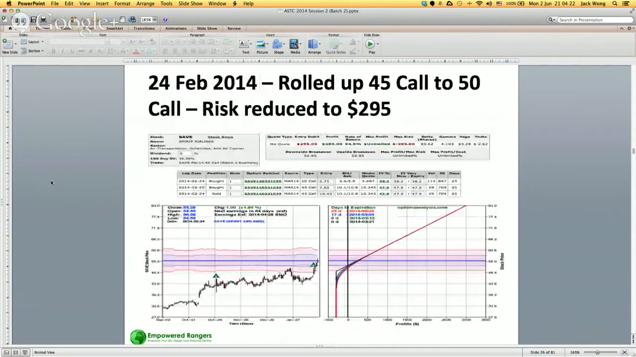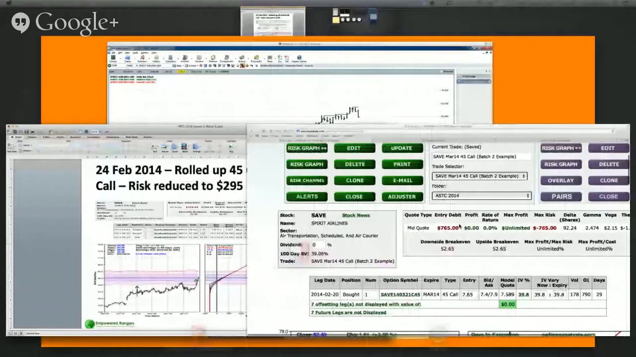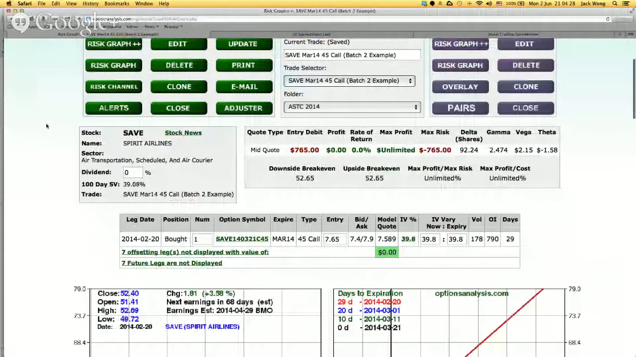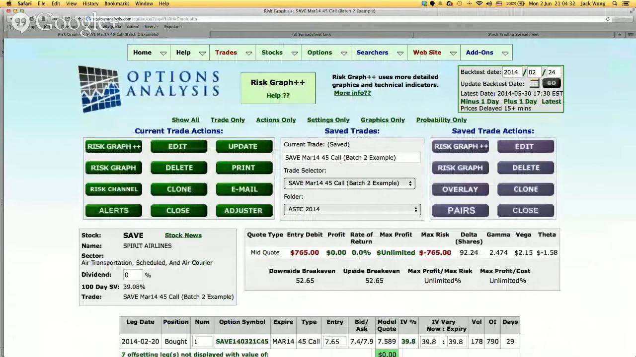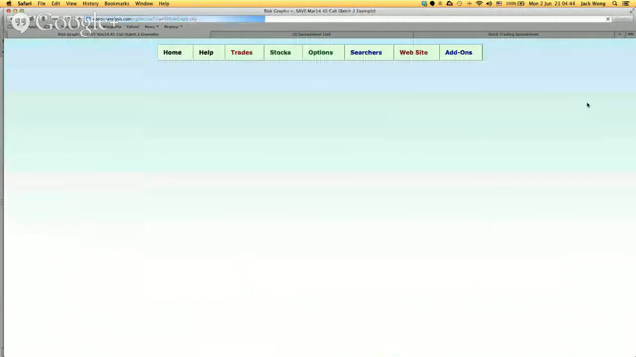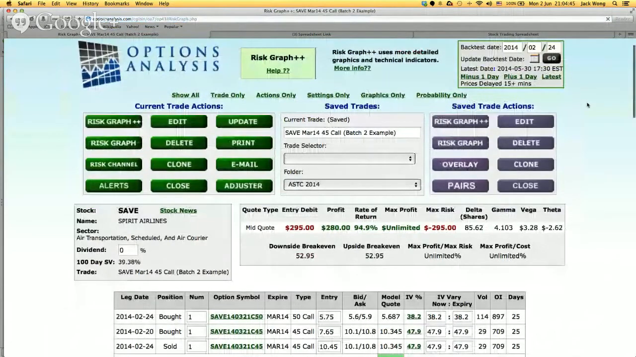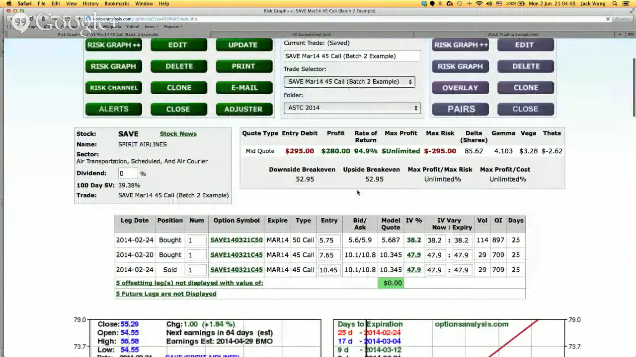Okay, so I'm going straight to the position and show you what happened on the 24th. The first milestone is the 24th. And what I saw was the stock went up, in this case because we do back testing. Okay, the stock has gone up nicely.